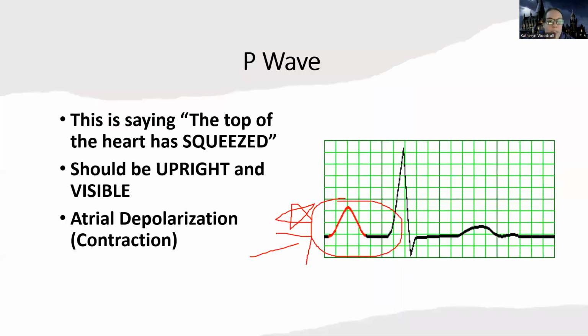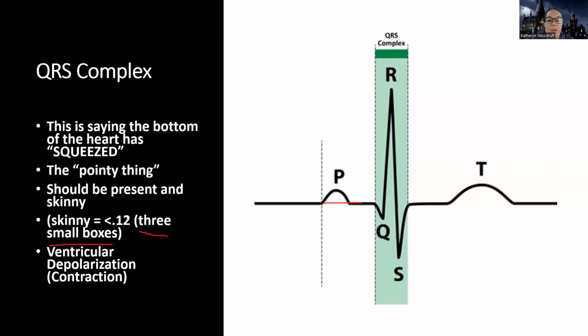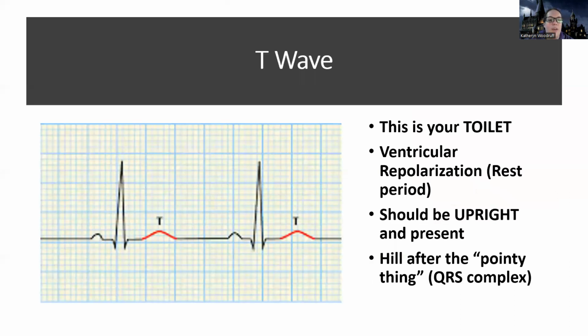So remember P waves: how is my atria, or top of the heart, doing? QRS: how is the bottom of my heart, or ventricles, doing? Then we also have the T wave. This one is not connected to a certain part of your heart, but think of your T wave as your rest period. This is the period, and I call it the toilet for a reason, I'll explain in a minute, where your heart should be resting. You should also think of it like the refilling period. It's the period where your body is getting ready to take that next heartbeat and it really needs to rest.